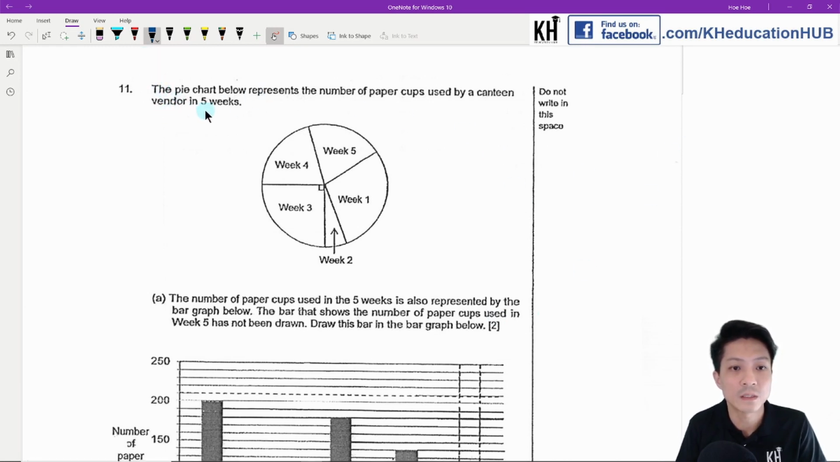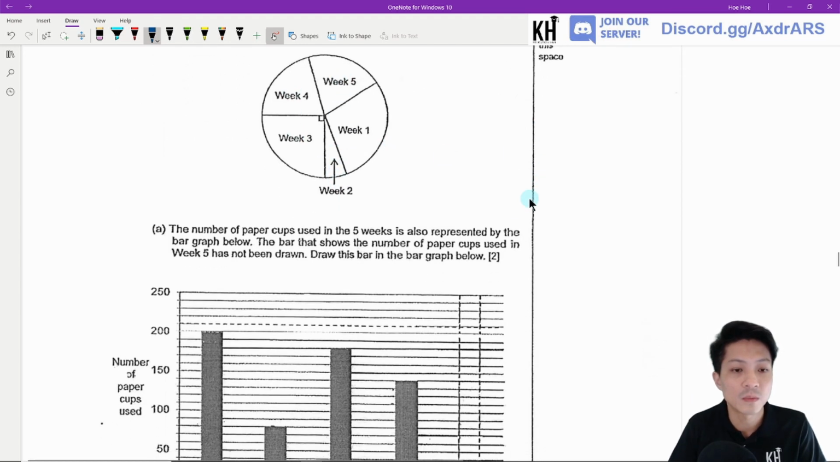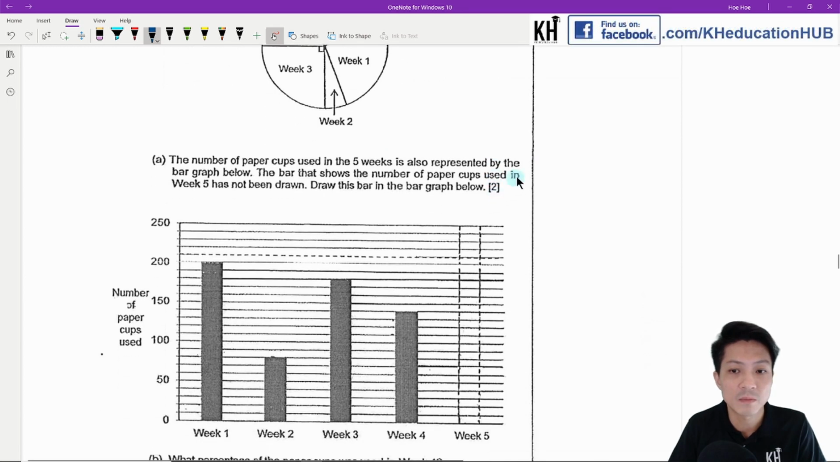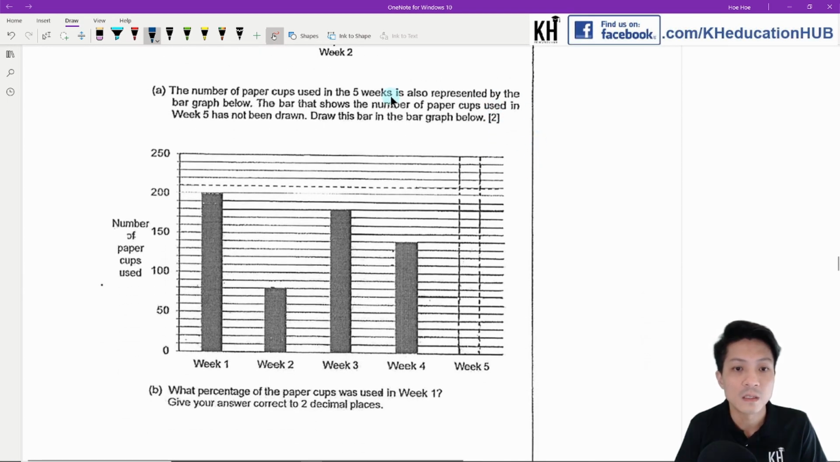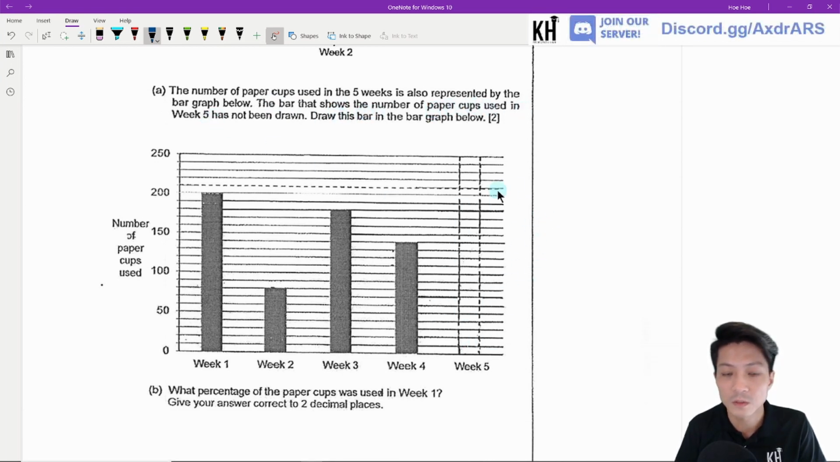Question 11. The pie chart below represents the number of paper cups used by a canteen vendor in 5 weeks. So week 1, 2, 3, 4, 5. The number of cups used in the 5 weeks is also represented by the bar graph below. So the bar that shows the number of paper cups used in week 5 has not been drawn. Draw this bar in the bar graph below.